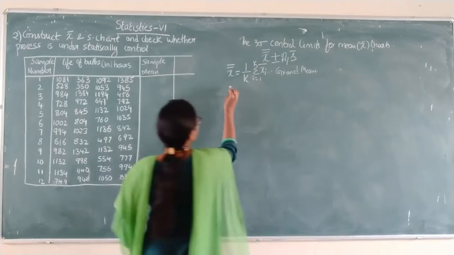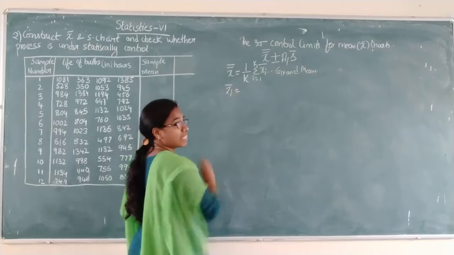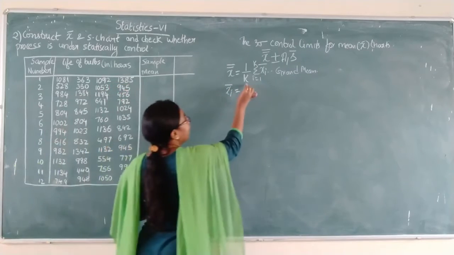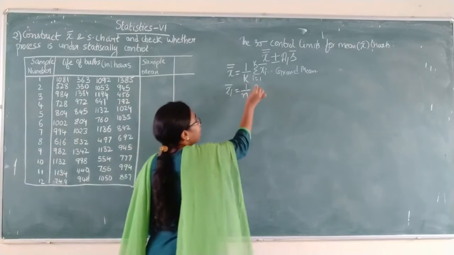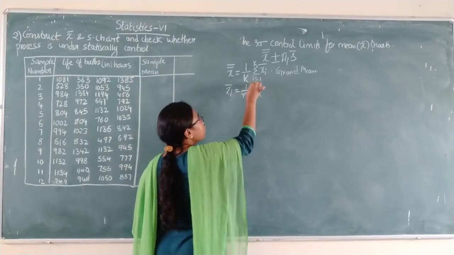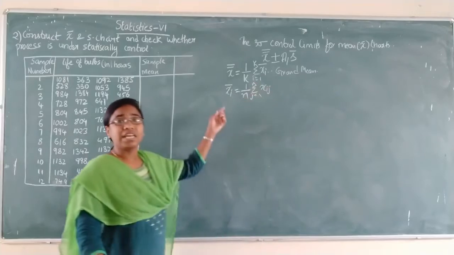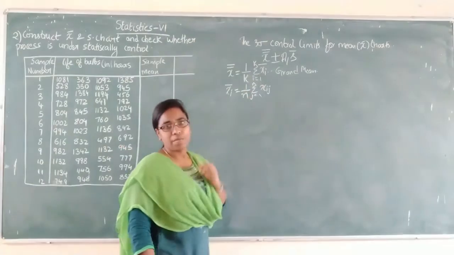So what is Xi bar? Xi bar is the ith sample mean. That means the individual sample means. How will we calculate it? Each sample has n values. So 1 by n summation j equals 1 to n of Xij. So this is the ith sample mean. By using this we will get X double bar.